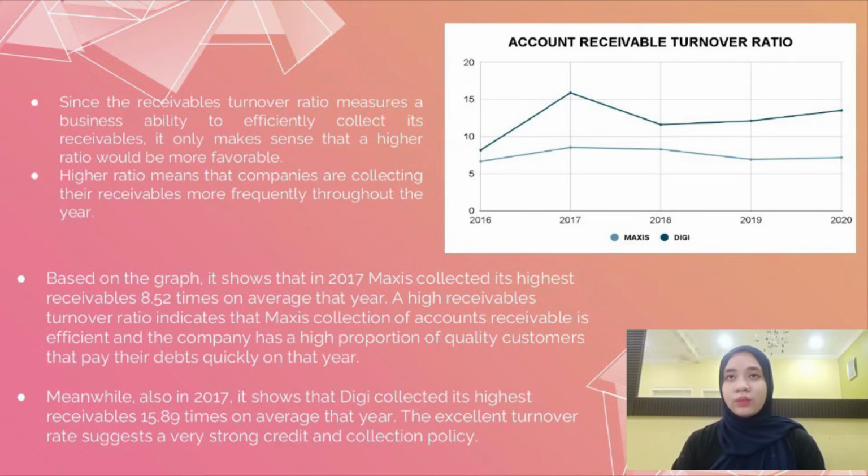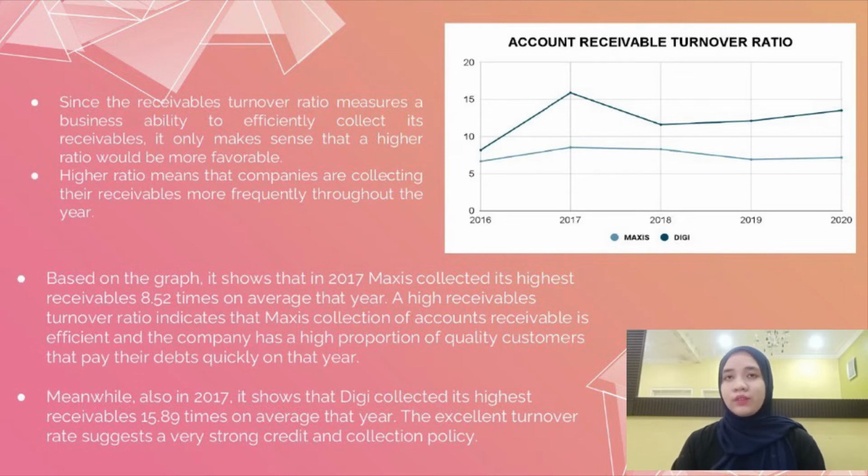So the accounts receivable turnover ratio for Maxis increased from 2016 to 2017, but it decreased dramatically from 2017 until 2019, but it went back up in 2020. Meanwhile, for DG, it increased dramatically from 2016 to 2017, but it decreased from 2017 to 2018, but there was a considerable increase from 2018 until 2020.